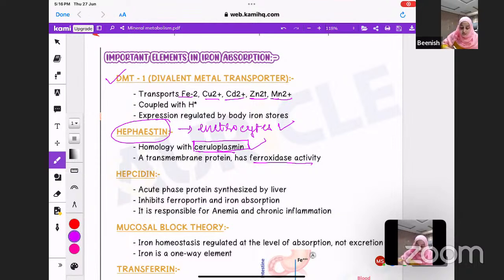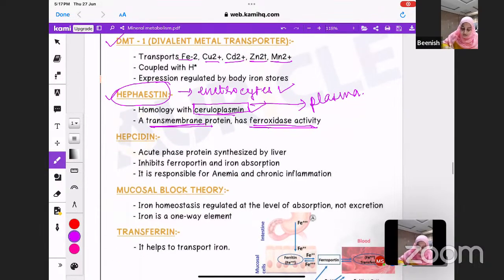Another thing is that your hephaestin is a transmembrane protein with ferroxidase activity, whereas your ceruloplasmin is present in plasma. So there are 2 points of differences. Ceruloplasmin is present in plasma. Hephaestin is a transmembrane protein, so it is present in the membrane. But the similarity is that both of them have ferroxidase activity. And another point of difference is that hephaestin is utilized by enterocytes, whereas all the other cells use ceruloplasmin. Now talking about hepcidin.